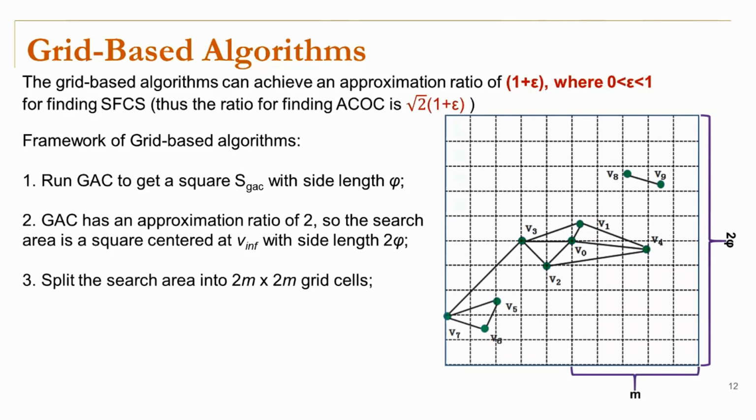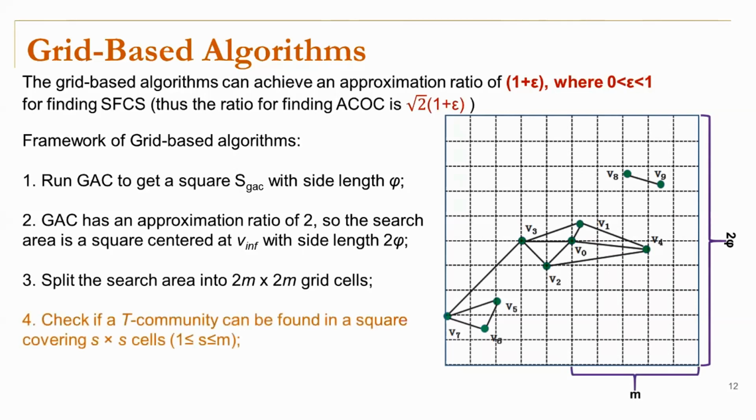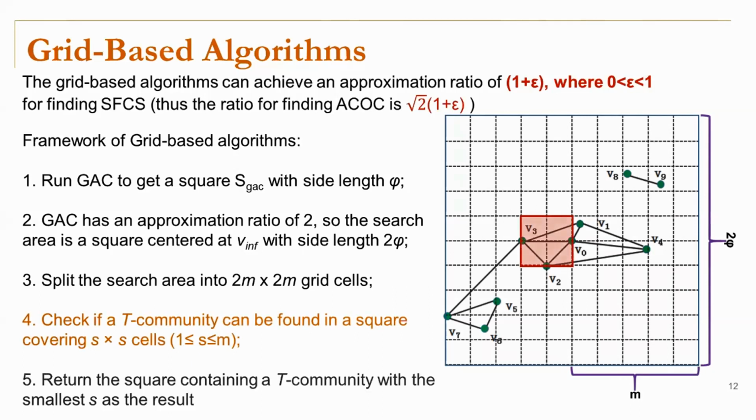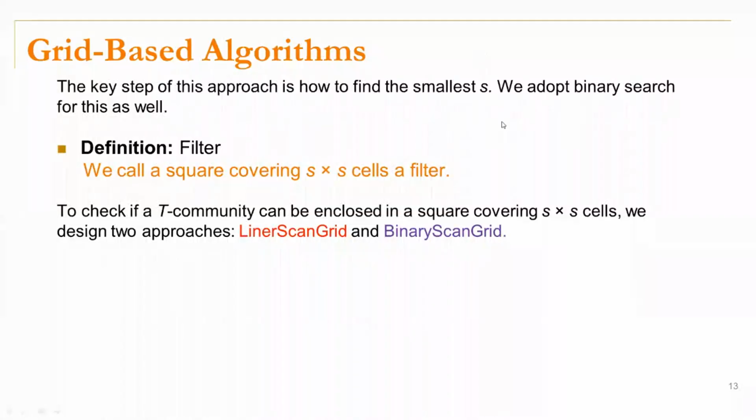Next, we split the search area into 2m times 2m grid cells, and then we check if a T community can be formed in a square covering S times S cells. The value range of S is from 1 to m. And finally, we return the square containing a T community with the smallest S as a result. For example, this red square could be the result if K is set to 2. It can be seen that the key step of this approach is how to find the smallest S.